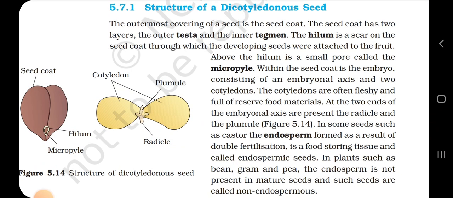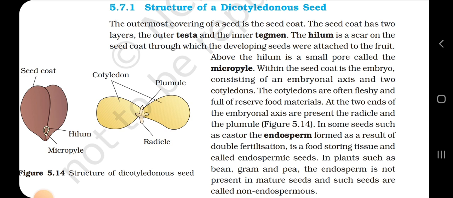5.7.1. Structure of dicotyledonous seed. The outermost covering of the seed is the seed coat. Seed coat has two layers, the outer testa and the inner tegmen. The hilum is a scar on the seed coat through which the developing seeds were attached to the fruit. Above the hilum is a small pore called micropyle.